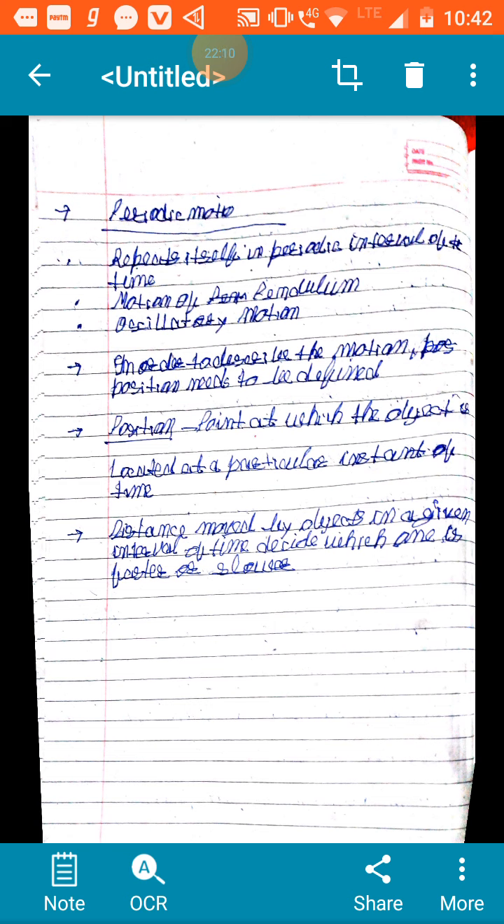In order to describe the motion, position needs to be defined. What is position? The point at which the object is located at a particular instant of time. Speed is the distance moved by an object in a given interval of time, by which we say which is faster or slower. That's finished for Class 6.